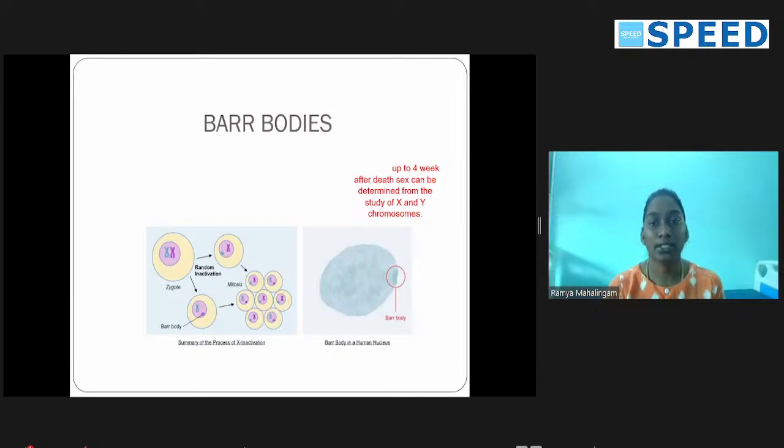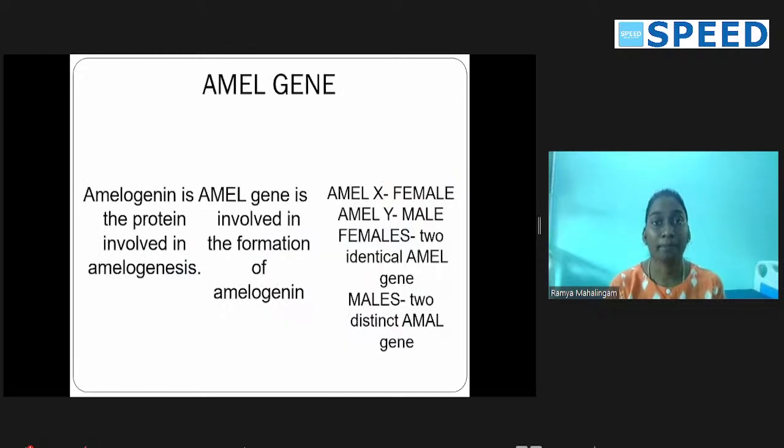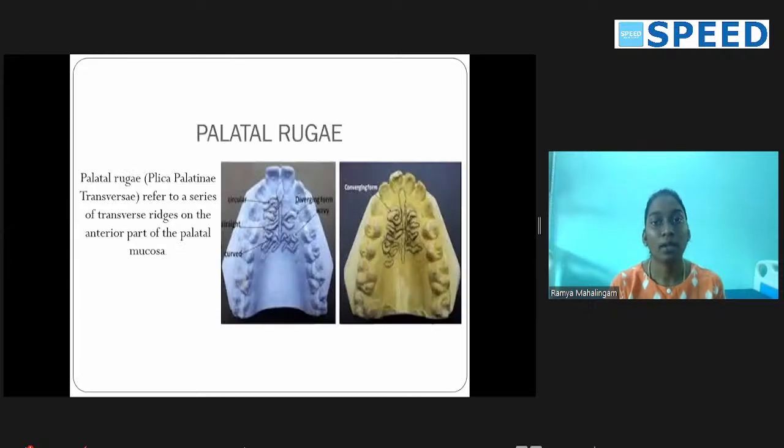Okay, bar body is a condensed chromosome which is usually in the nucleus of the female patients. Okay. And AMEL gene, so distinctive for female and male, X and Y gene. So there are 2 identical genes for females and 1 for the male. And we went on studying about the palatal rugae. Okay, we take the cast of the patient, trace the palatal rugae pattern and compare them with that of the previous records of the patient to identify the patient. And also these patterns will be more specific to the male and the female patients.